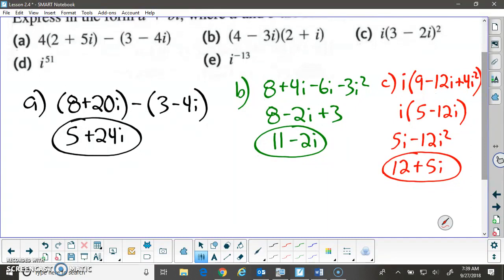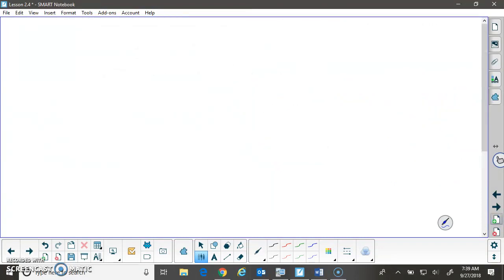Then, for the next two problems, we have imaginary units with large exponents. So before I get to that, let me just talk about how imaginary units cycle. So we've already talked about how i equals the square root of negative 1. i squared equals negative 1. i to the third would equal negative i, and i to the fourth equals positive 1.